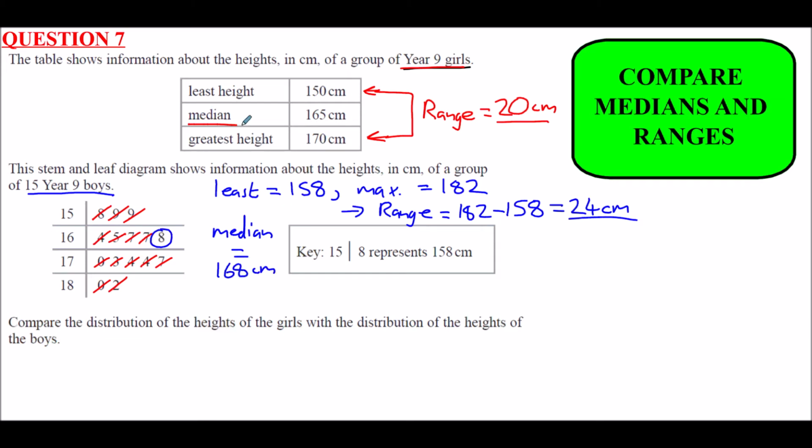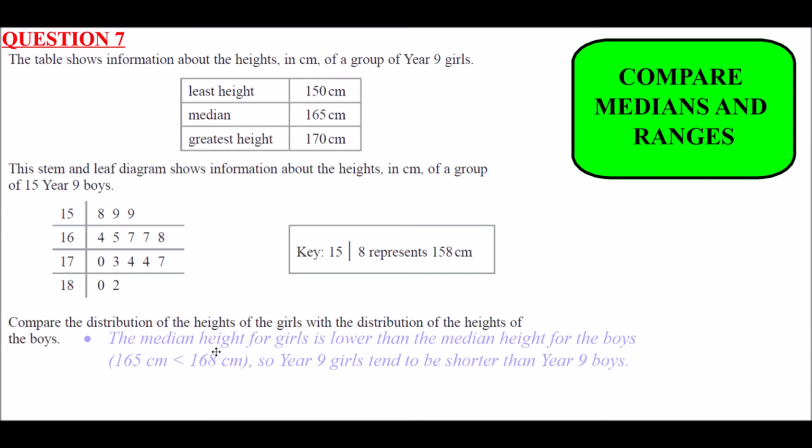We can now compare these two. So compare the medians in context. Don't just say median for boys is bigger. Try and say what that means. So the first thing to say is because the median for boys is bigger, 168 is bigger than 165, we can say something along the lines of typically, on average, the boys tended to be taller than the girls. So what we can say here to start off with is something like this. Median height for the girls is lower than the median height for the boys, 165 centimetres versus 168. So Year 9 girls tend to be shorter than the Year 9 boys.